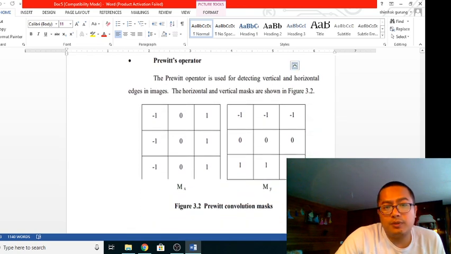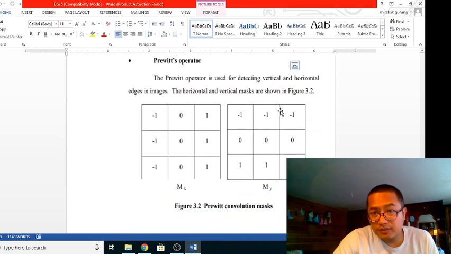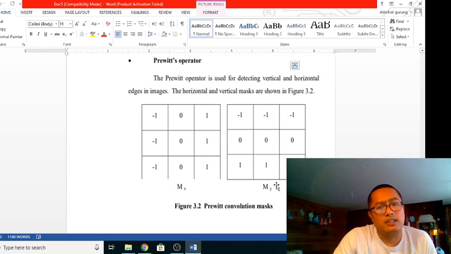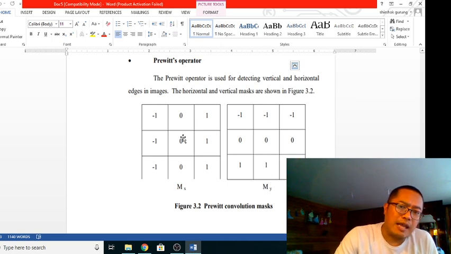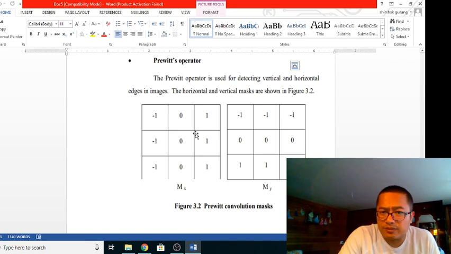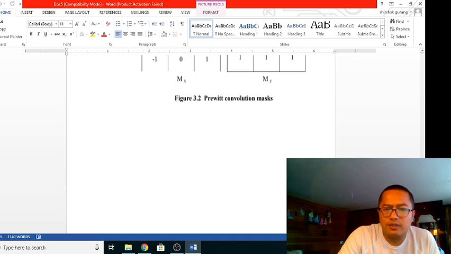Now there's another famous operator called Prewitt's operator. This is the x direction kernel and this is the y direction kernel. If you convolve this with your image, you get d by dx, the derivative in the x direction. If you convolve this with the image, you get d by dy, the derivative in the y direction. How do you take the magnitude of both? Square them, add them up and find the square root. That will be the magnitude at that pixel. Which pixel? The central pixel, so it's always the central pixel. This is Prewitt's operator.